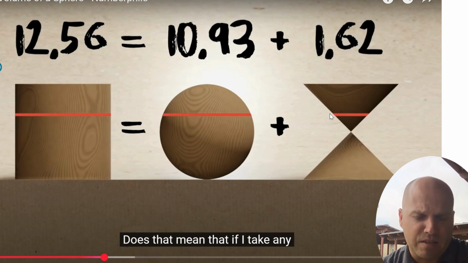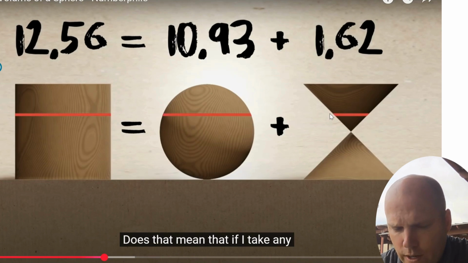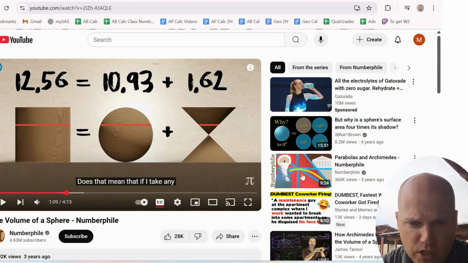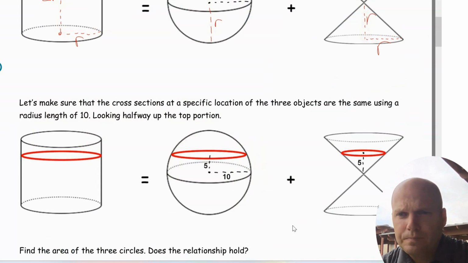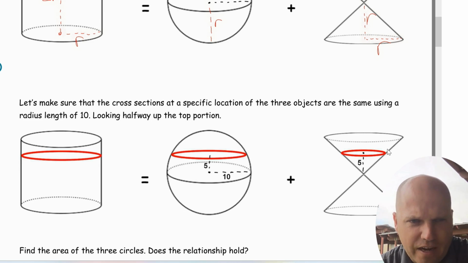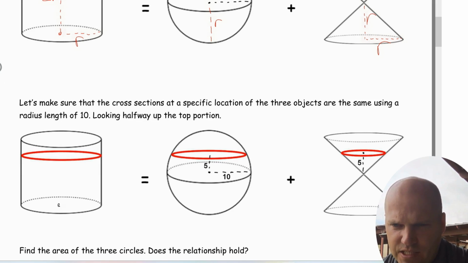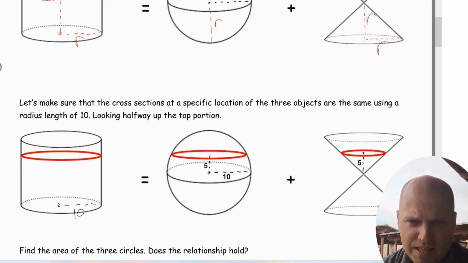We are going to investigate to ensure that this is true for one location, and we're going to then assume that it's going to be true for all locations, which is not very mathematical, but it's okay with us. And we're going to do some math. So we are going to check that the area of this circle equals the area of this circle plus the area of this circle. We are going to make an assumption that the radius of the cylinder is 10. We're going to make the assumption that we are halfway up the top part of the circle.